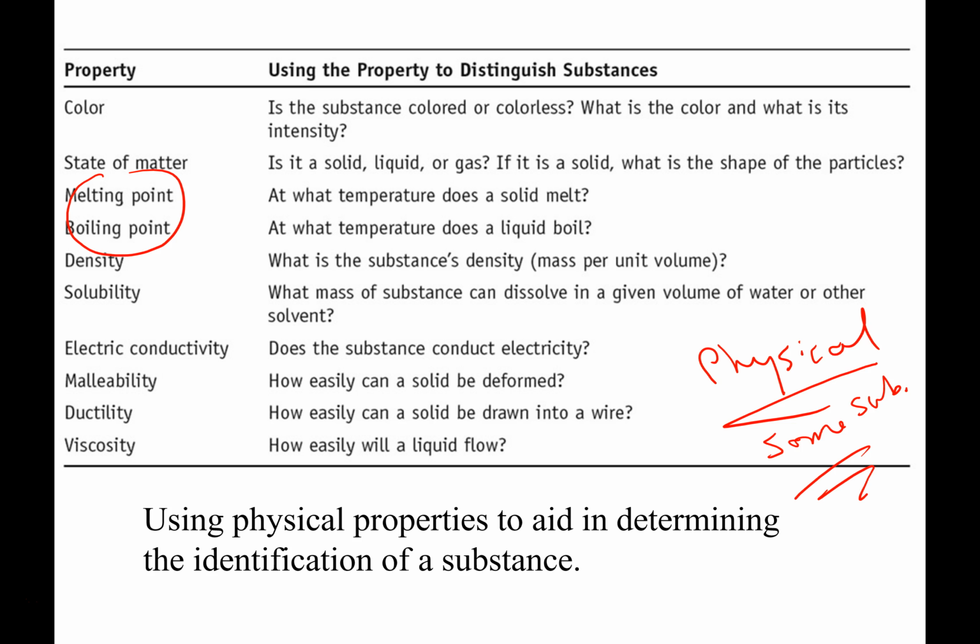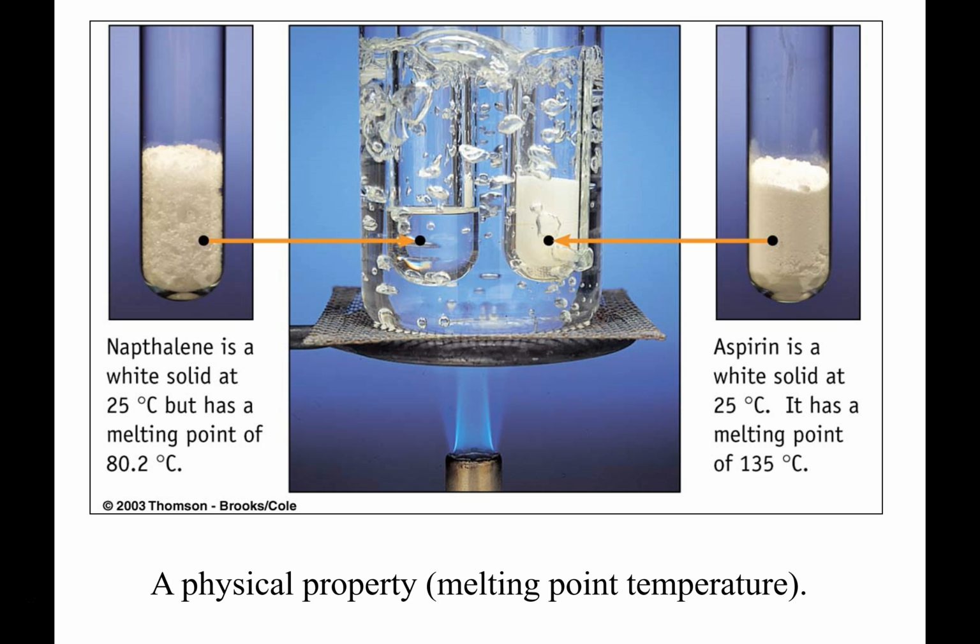Physical properties: does it conduct electricity? Malleability and ductility are usually associated with metals. Can you flatten it out? That's malleability. Ductility: can you draw it into a wire? Viscosity is how thick it is. This is showing you a non-destructive test. This is just kind of a simple check.